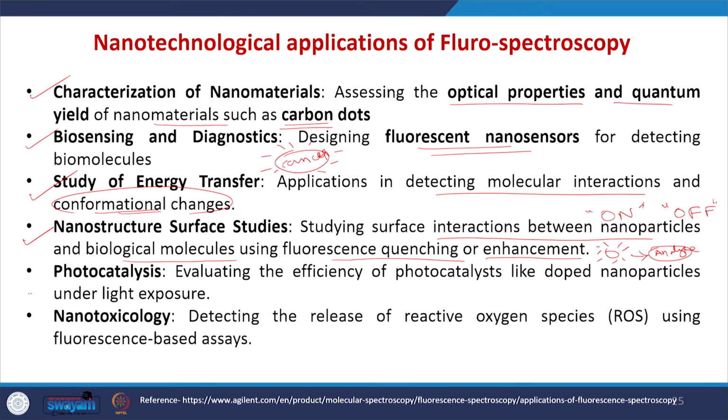We can also use it for studying photocatalysis. For example, we can use it for evaluating the efficiency of photocatalysis like doped nanoparticles under light exposure. When you are using the light, we can see whether the photocatalytic efficiency is improved or not. And we can also use it for nanotoxicology, for detecting the release of ROS, that is the reactive oxygen species, by using fluorescent based assays such as DCFH DA assay. If ROS is more, then fluorescent intensity will be high. No ROS, then no fluorescence. With respect to the fluorescence, we can quantify the ROS.